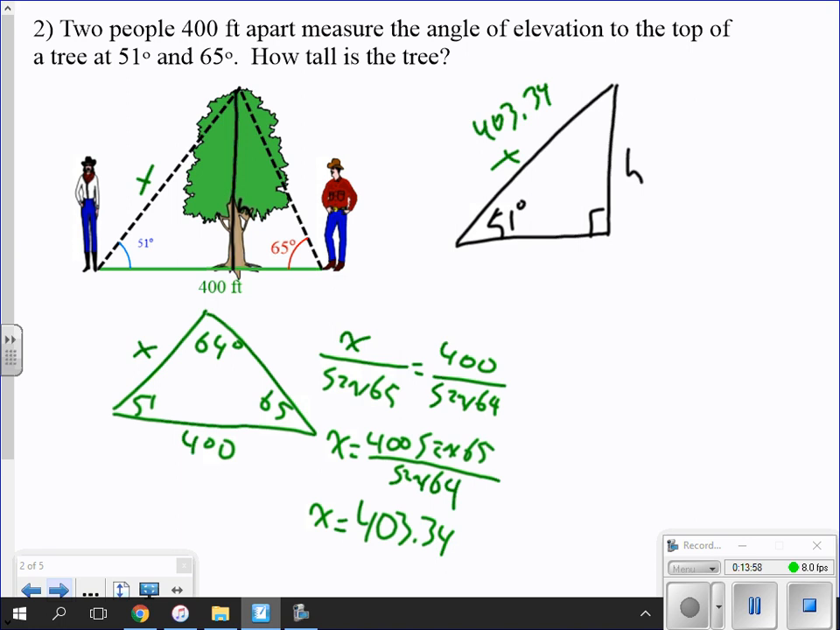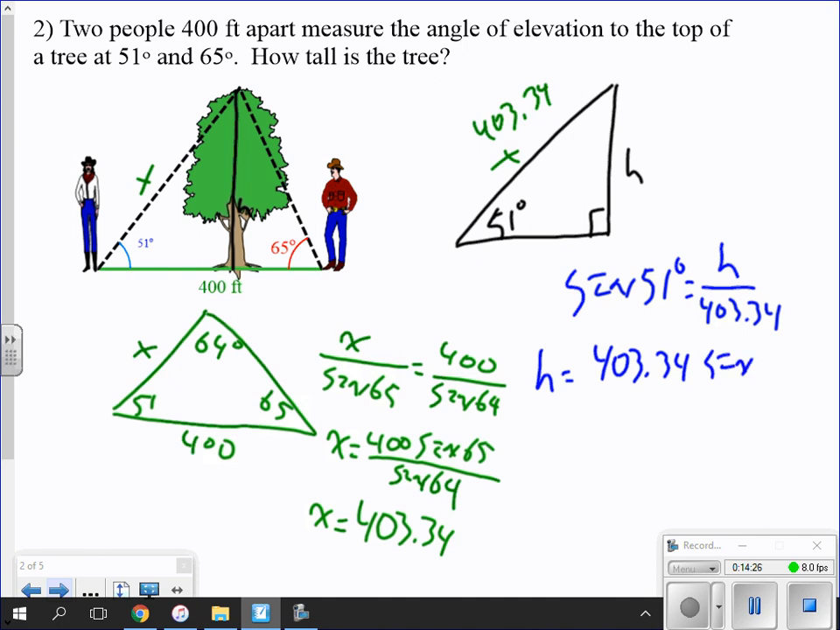And now I can move to this right triangle, and I set up my right triangle trig, and I can solve it out. This angle, that height, this side here, opposite over hypotenuse, this would be the sine. The sine of 51 degrees is equal to h over 403.34. So my height is 403.34 times the sine of 51 degrees. So the height of my tree would be 313.5 feet. Once again, these are not proportional drawings. That tree is 313 feet tall.